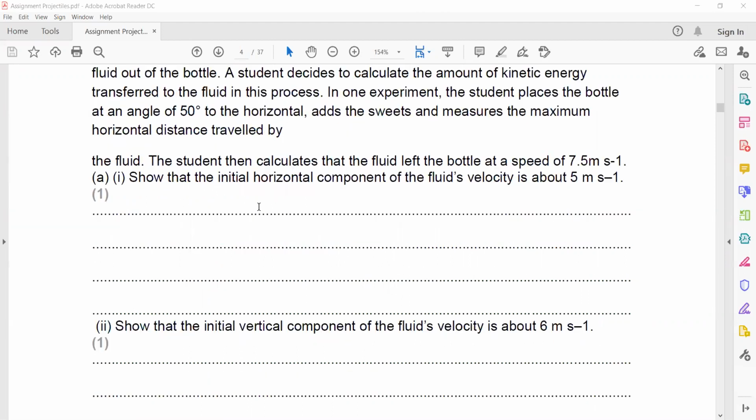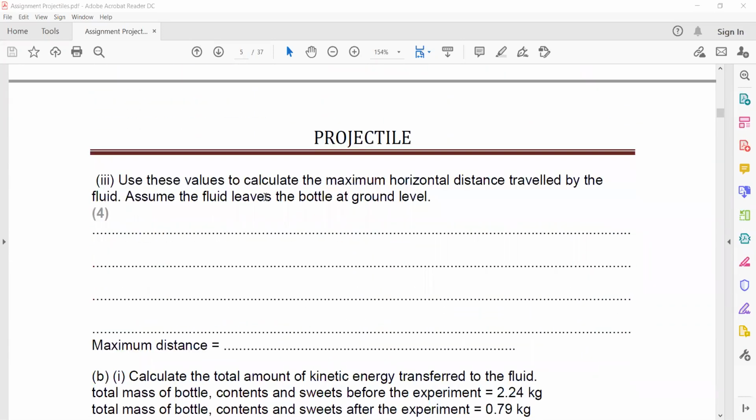In the next part, use your values to calculate the maximum horizontal distance traveled by the fluid. Assume that the fluid leaves the bottle at ground level. So what we need is the maximum horizontal distance. We know the launching angle was 50 and the launching speed was 7.5. So we need a range.